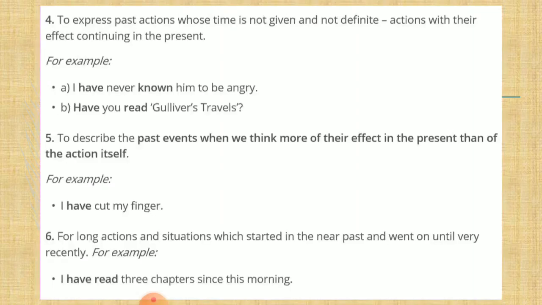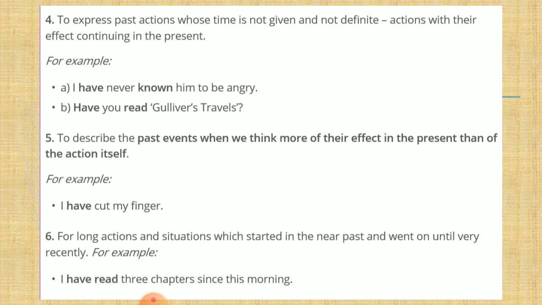Next rule, to express a past action whose time is not given or not definite. Again the same thing, when we are not mentioning the time. The action which started in the past and continued in the present. With this, I have never known him to be angry. So you are correlating the past plus present. Have you read Gulliver's Travels? So the time period is not mentioned over here.